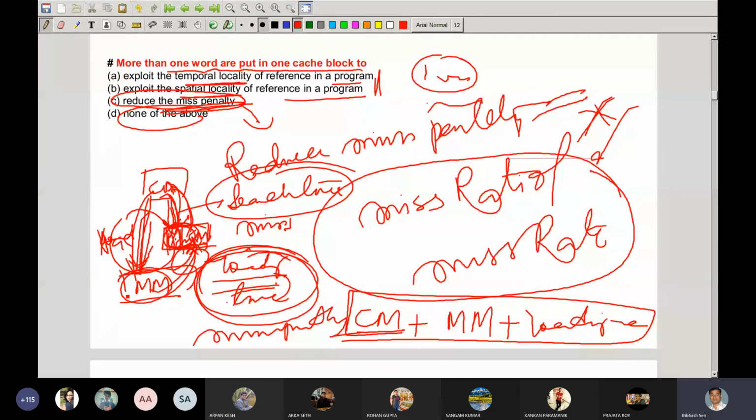Temporal is associated with one block, one word. It may be multiple words or maybe one word, but at a time it is associated with only one reference point, which will be accessed frequently, maybe a loop variable, only one variable. But for an entire array-like memory, it is different. For a particular individual location of the array which is accessed frequently, it bothers only about that individual one page. So more than one word is put in one cache block to exploit the spatial locality of reference in a program. Got the point?